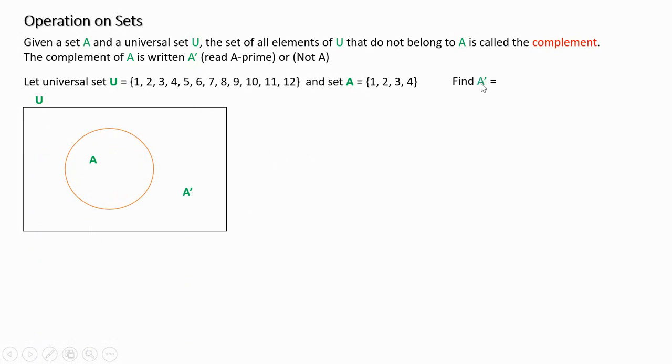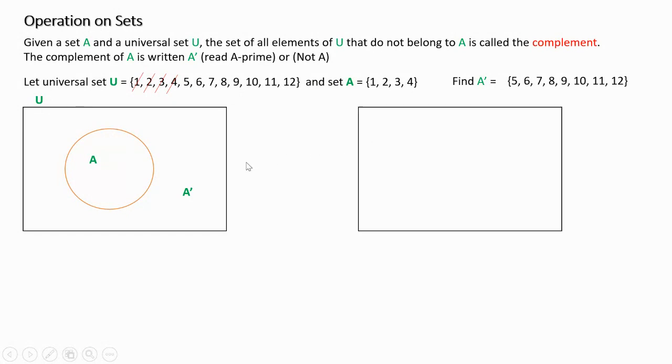Now let's fill it out. Find not A. So not A means that I'm going to go to the universal set, and it's going to be not 1, not 2, not 3, and not 4. So not A will be whatever's left. It'll be 5 all the way to 12.